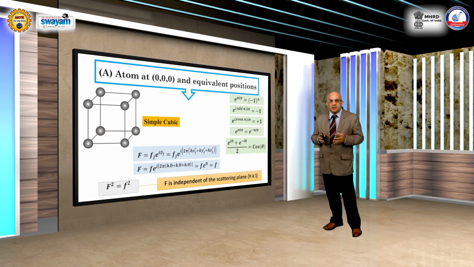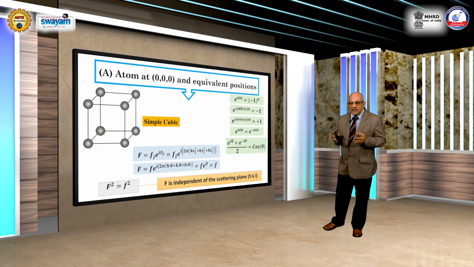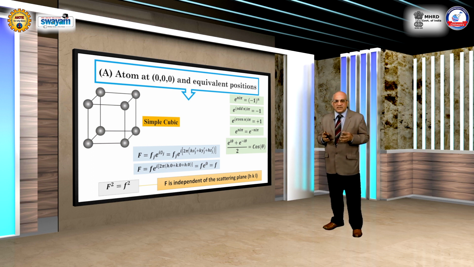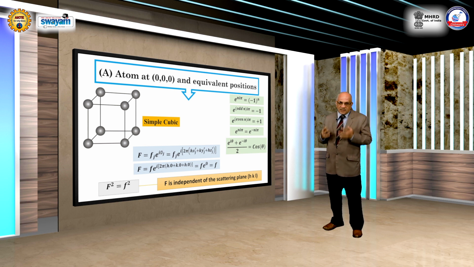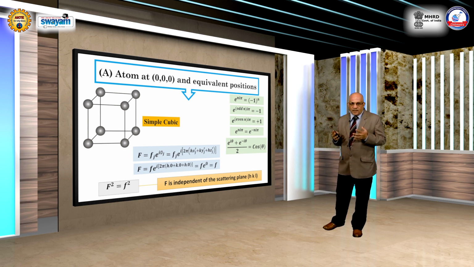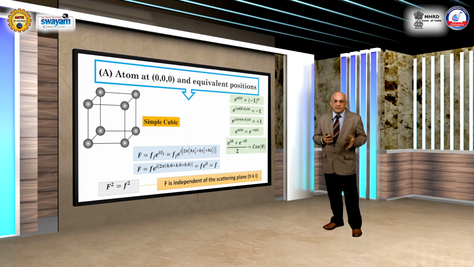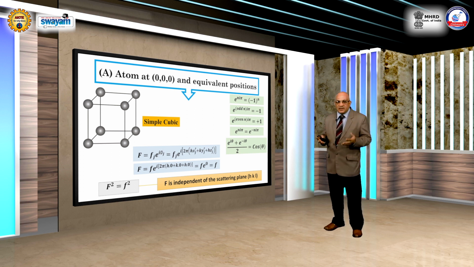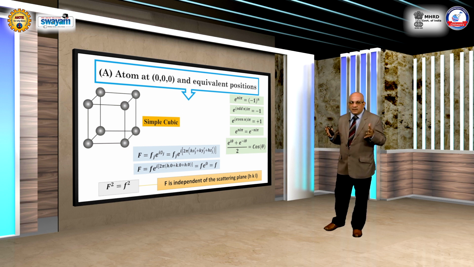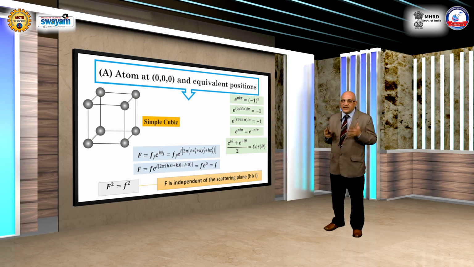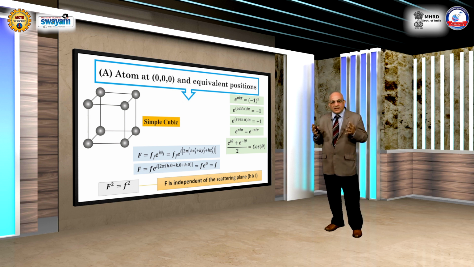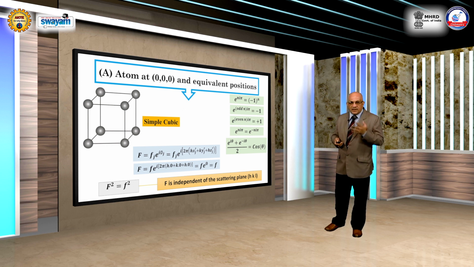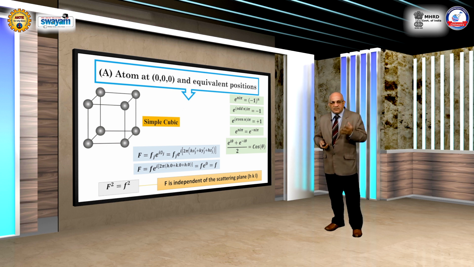So, for a simple cube, the coordinates are 0 0 0. That means the atom is at the 0 0 0 position, and by symmetry all the remaining atoms are generated. If I put the value 0 0 0 in my exponential, then e to the power 0 is 1. So, my left hand side becomes capital F and my right hand side becomes small f. That means my structure factor will become proportional to f and intensity will be proportional to f square. That means this reflection will be valid and will be intense. It is independent, you can take any HKL and it will be allowed.